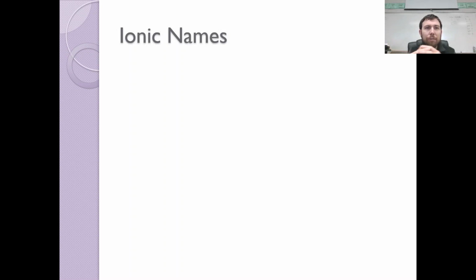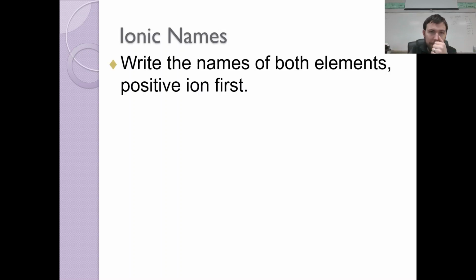And so when it comes to naming ionic compounds, there are some specific rules that we need to keep in mind as we go through and name something, so that we make sure that we're adhering to them. So let's take a look at those rules. The first thing that we need to keep in mind is that when you're given your name and you've identified it as an ionic compound, the first thing we want to do is write the names of both of the elements that are listed, making sure that we write the name of the positive ion first.